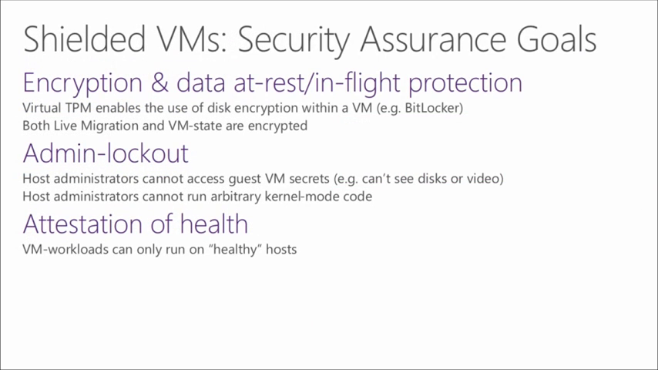But ultimately, what's the assurance goal? Well, we want to enable the use of disk encryption within the VM, so things like BitLocker. For compliance, that's fantastic. It checks a box for a lot of organizations who traditionally haven't been able to do that. When you live migrate the VMs, that's fine. The traffic is encrypted as well. So live migration and VM state are encrypted. And the host admin can't access guest secrets, and can't run arbitrary kernel mode code. So we're really protecting that virtual machine through that separation layer that we talked about. And the workloads can only run on legitimate hosts, those healthy hosts that have been proven to be legit by the host guardian.